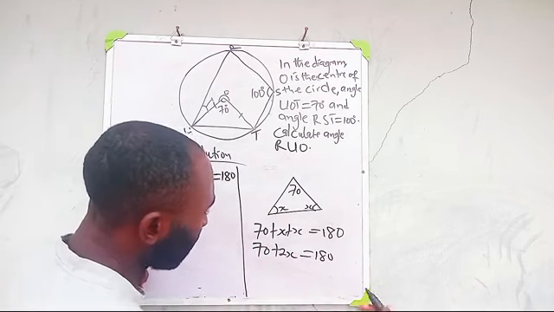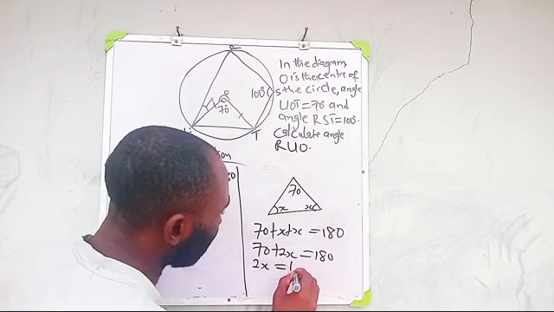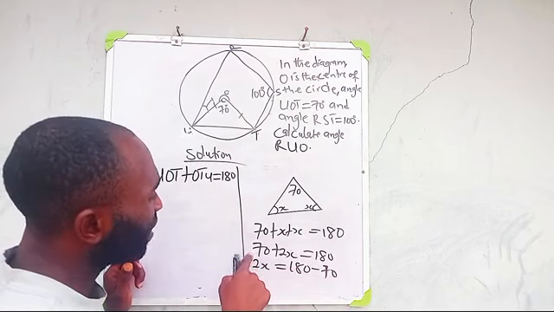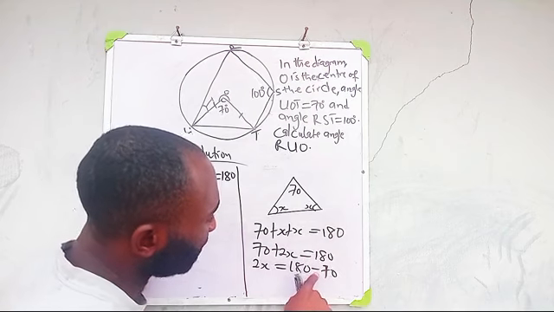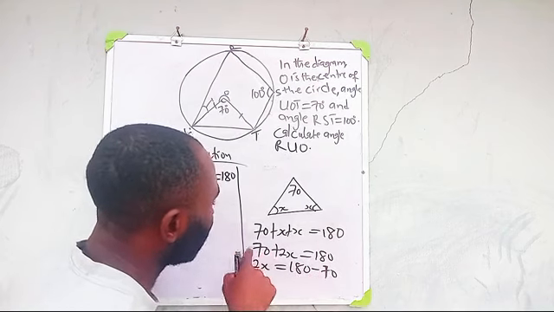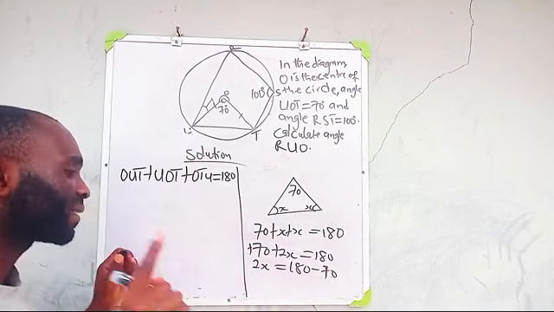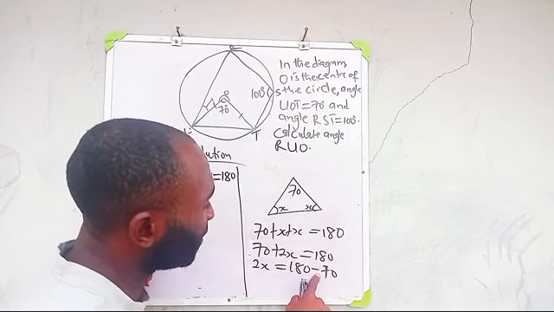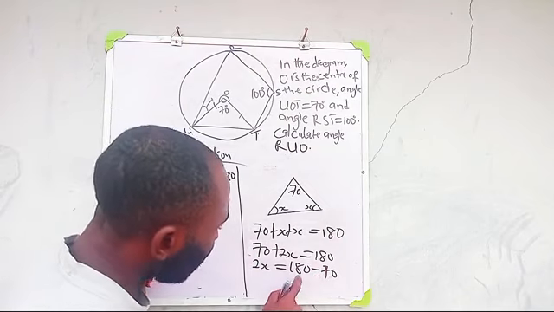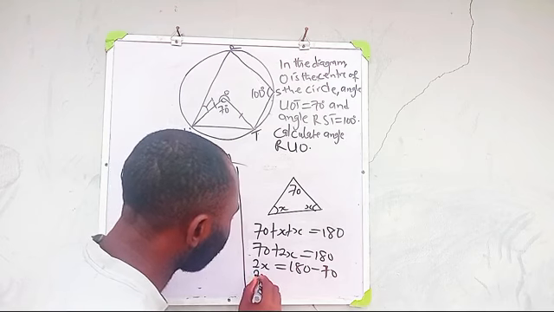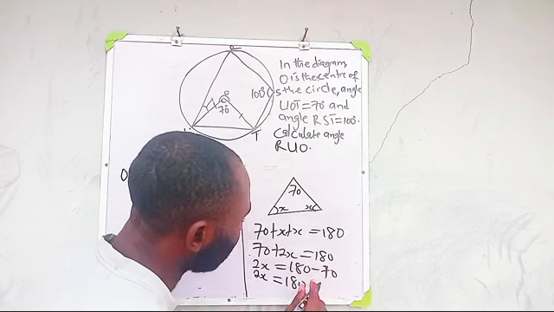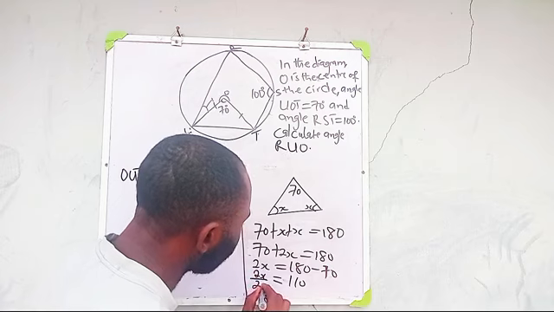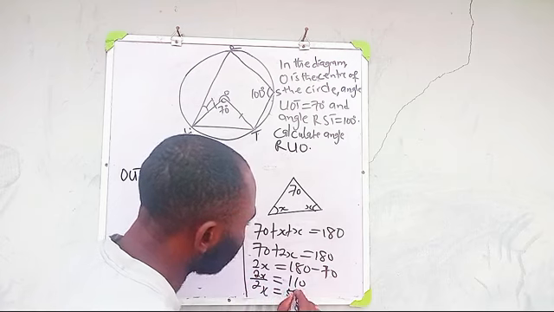So here we are going to collect like terms. 2x now will be equal to 180 minus 70, because we take this 70 while crossing the equal sign, and the sign changes to a minus sign. That is why we're having minus 70. It was plus, since a number written without a sign is positive, so that is why it changed to minus 70. So 180 minus 70 will give us 110. We divide both sides by 2, and x will give us 55 degrees.